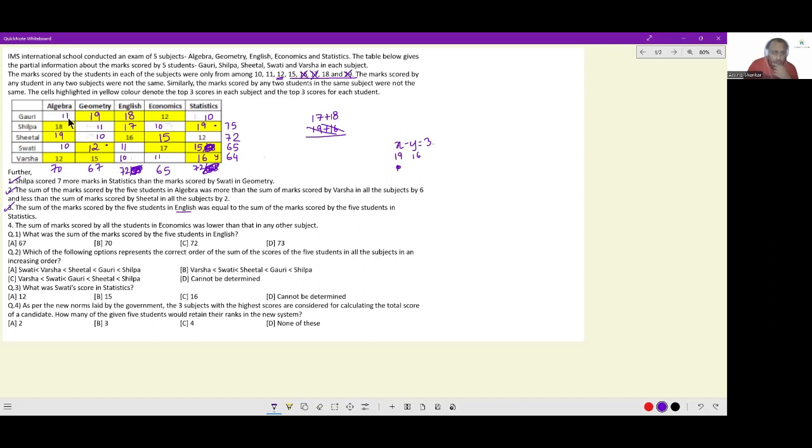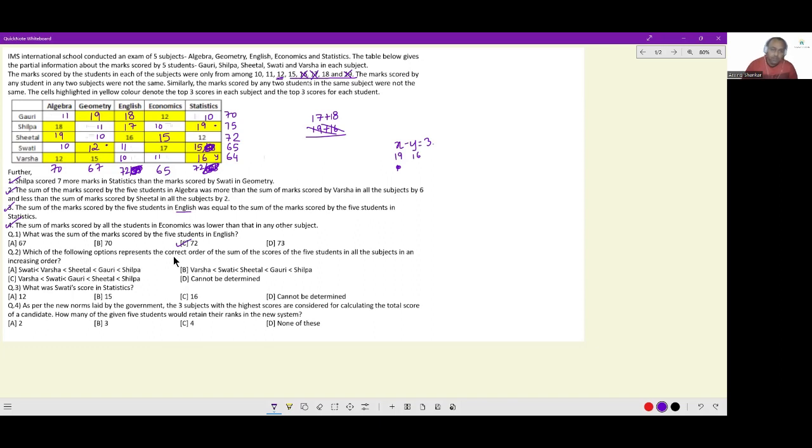For Gauri, the total will turn out to be 30, 30 plus 30 plus 10, so 70. And now we have all the numbers in all the cells. Everything is uniquely known. We can get to individual questions. What was the sum of the marks scored by the 5 students in English? Column English adds up to 72.